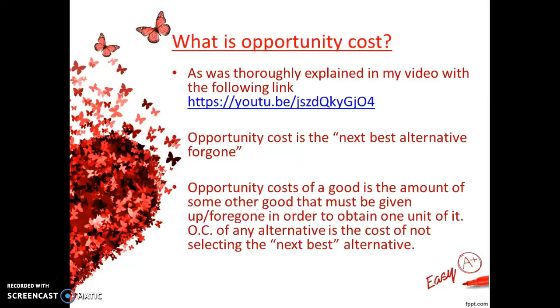The opportunity cost of a good is the amount of some other good that must be given up or foregone in order to obtain 1 unit of it. The opportunity cost of any alternative is the cost of not selecting the next best alternative, right?